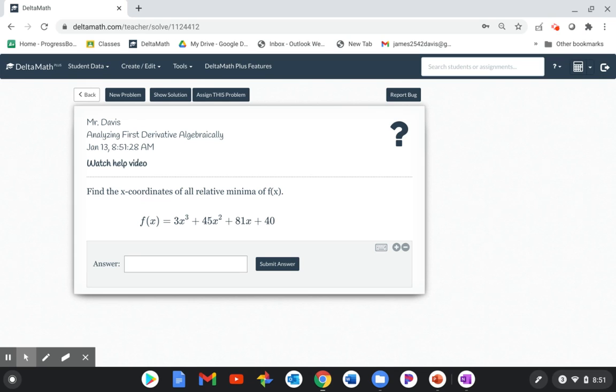Hey guys, this video is to accompany the topic of finding the intervals of increasing and decreasing and the relative extrema by examining the first derivative. This is what we would call the algebraic way of doing it, where we're not given a graph. We're asked to find, again, either the intervals of increasing, decreasing, relative minimums, relative maximums. They're all going to be solved for the same way.